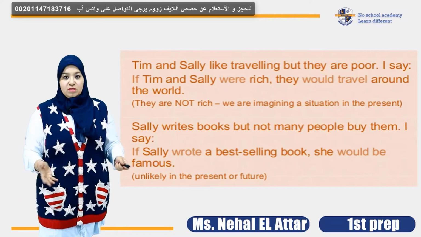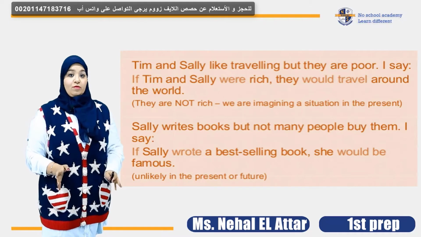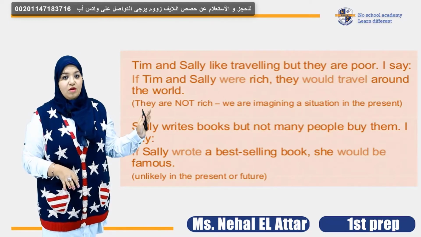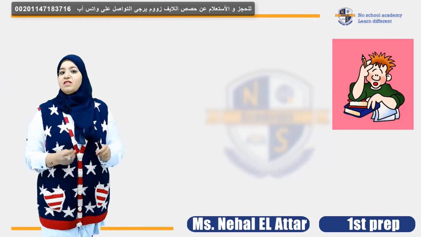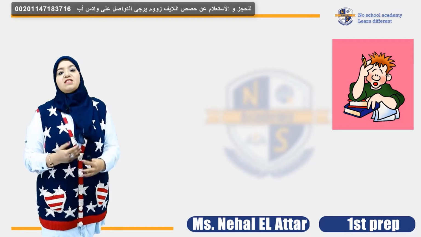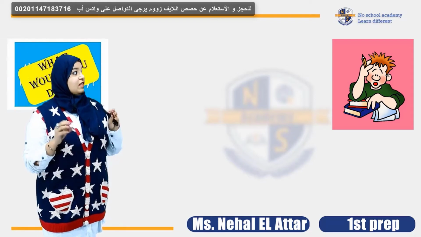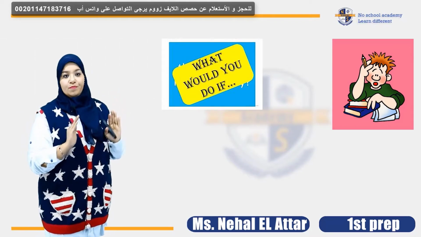She would be famous. Something unlikely to happen in the present or in the future. Imaginary situation. Okay? Is it clear now? Let's move on to the next point, which is the interrogative form. The interrogative way, or the way you're asking questions using if conditional type 2, is in the context of this question, okay?